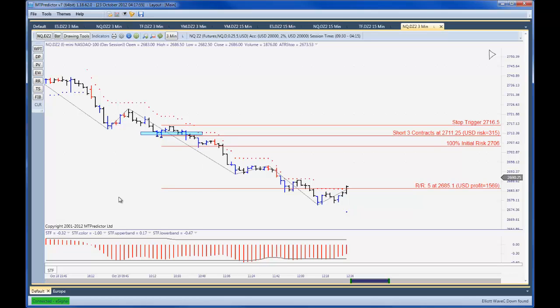So that's an outline of the DP continuation trade, and I wanted to do it on this particular wiggle that unfolded on Friday the 19th, because it's a good example of this particular advanced trade setup.